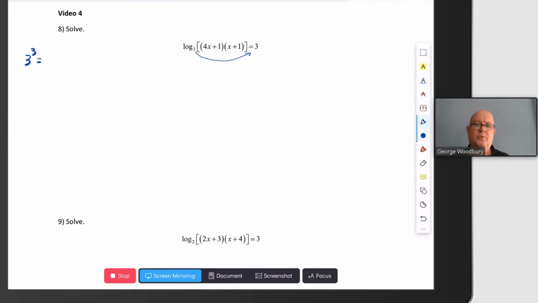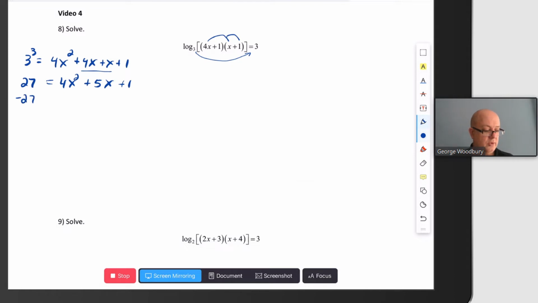plus 1 times x plus 1. That is 4x squared plus 4x, distributing the 4x through. And then I'll distribute the 1 through, plus x plus 1. Little cleaning up here, 3 cubed is 27, equals 4x squared plus 5x, combining some like terms, plus 1. And we'll subtract over the 27 to get it into standard form. 0 equals 4x squared plus 5x minus 26.